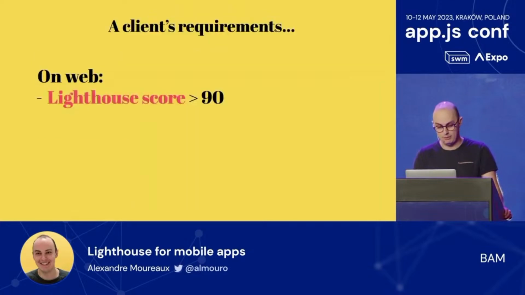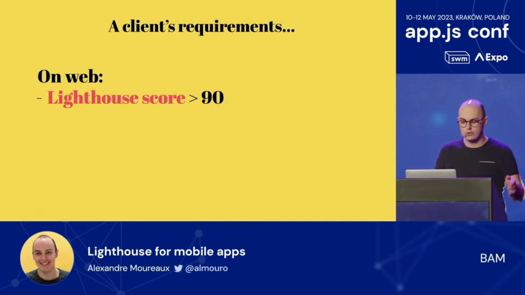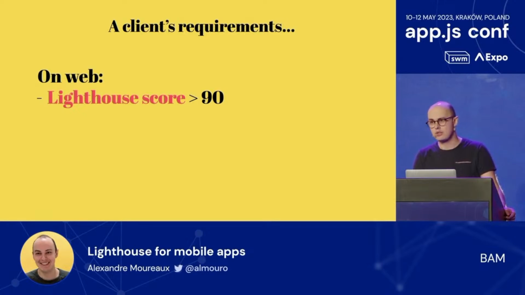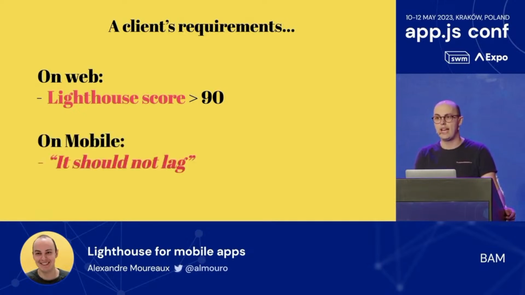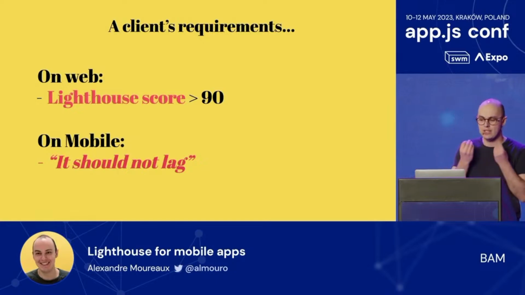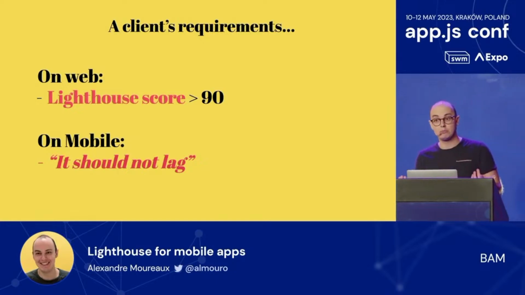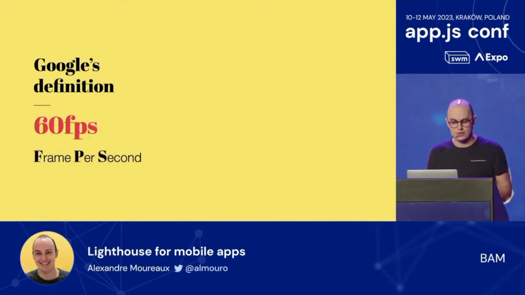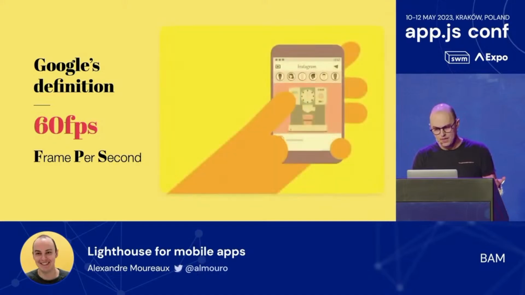But anyway, the client's requirement on the web was a Lighthouse score over 90. That's a nice metric to follow. On the app, they just told us the app should not lag. Period. So I thought, OK, how can we actually measure scientifically that the app is not lagging? So I turned to Google for answers, because ChatGPT was not a thing at the time. And I came across this gold standard by Google that the app should run at 60 FPS.